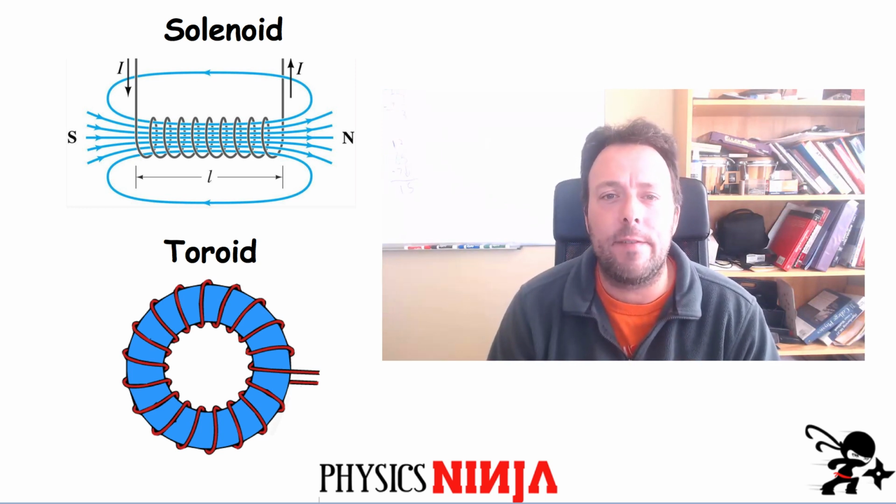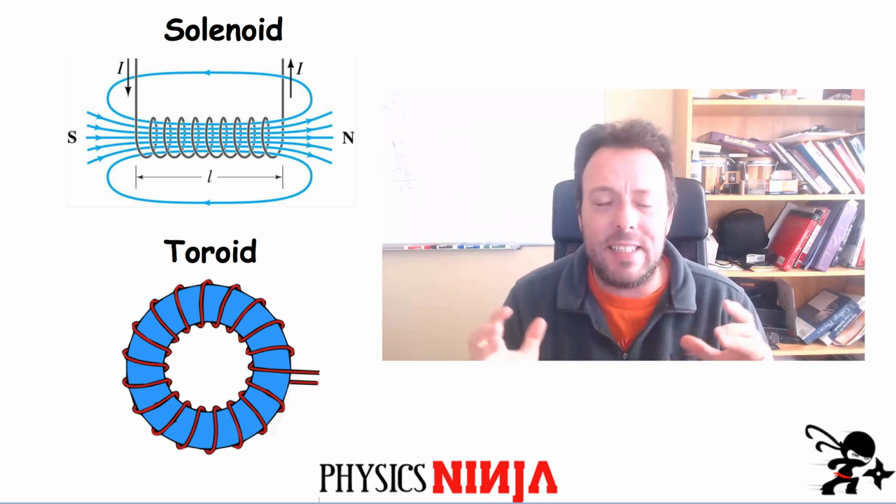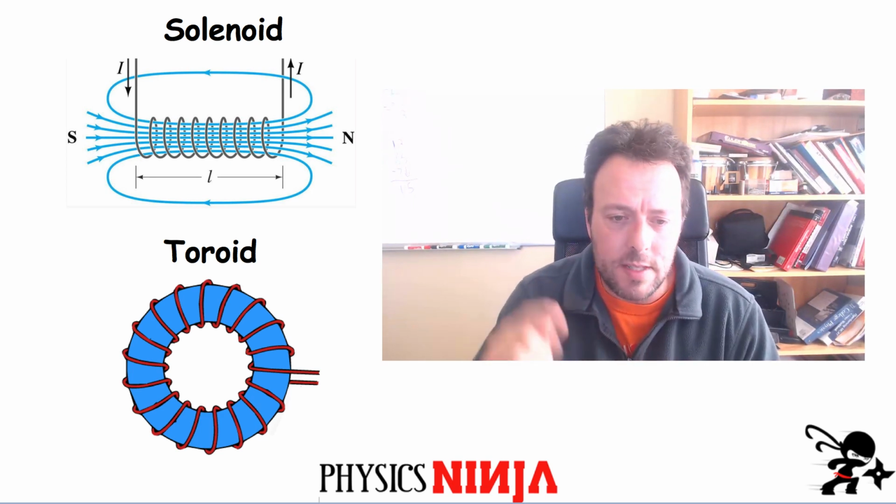Today what we want to do is look at the induction of two objects. We're going to consider first a solenoid. That's probably the easiest case to consider. And then we'll consider a toroid.